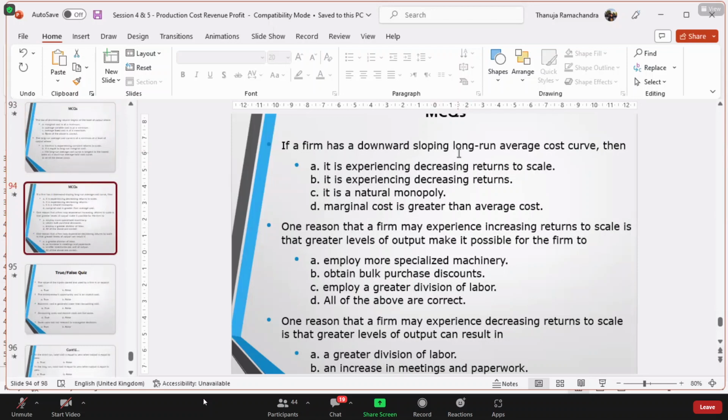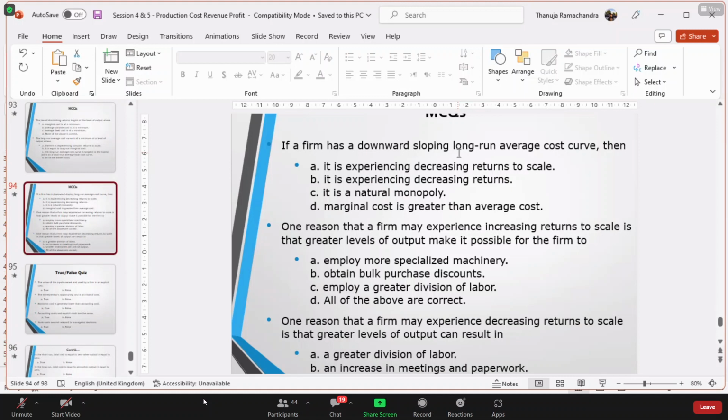So downward sloping means the initial phase of the long run curve, right? That is where we are experiencing increasing returns to scale. Decreasing returns is the last phase of that, right? So that is decreasing returns to scale, and there the cost is on an upward trend. During the first phase, the cost is coming down, so therefore it is increasing returns to scale. So we should correct the answer as B. B should be correct. It is experiencing increasing returns to scale, right?